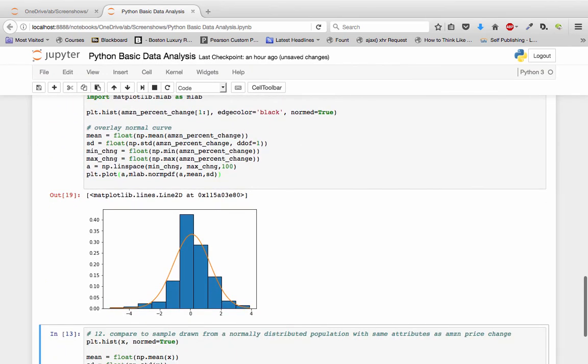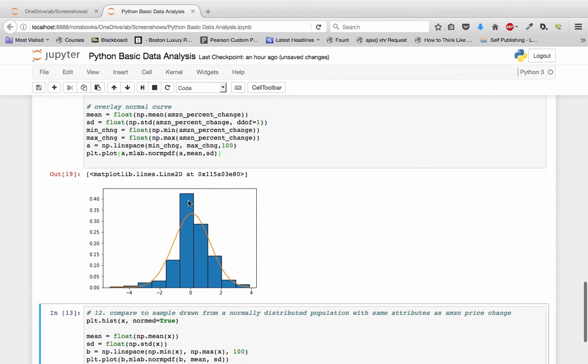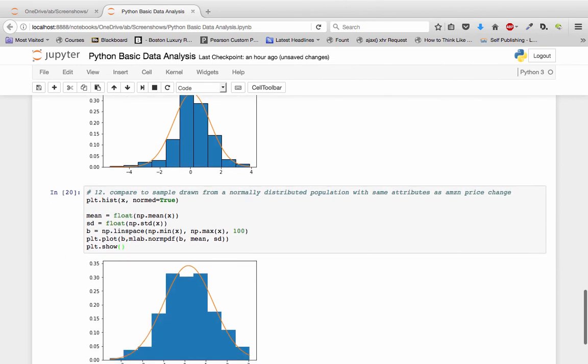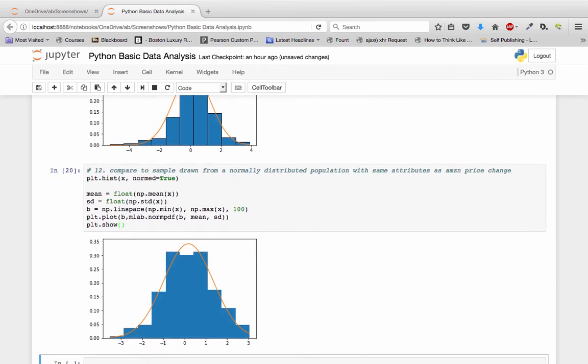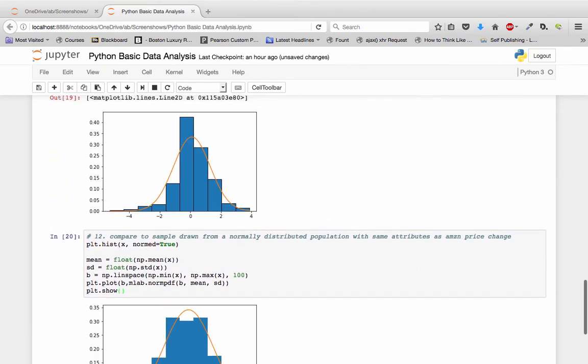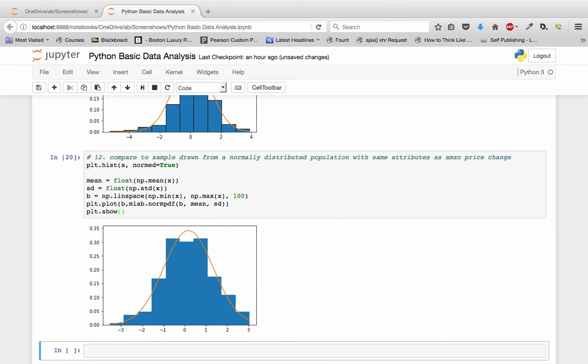Here's our histogram with our normal overlay, and you can see what they must be talking about with their kurtosis. It looks like this bin right here around zero is happening a lot more than we would expect to see if it was coming from a normally distributed population. Then let's compare that one more time with the data that I drew from a normal distribution with the same kinds of parameters. We can see that data conforms much more closely to what we'd expect to see if the underlying population is normally distributed. I hope that helps with some basic data analysis using Python.